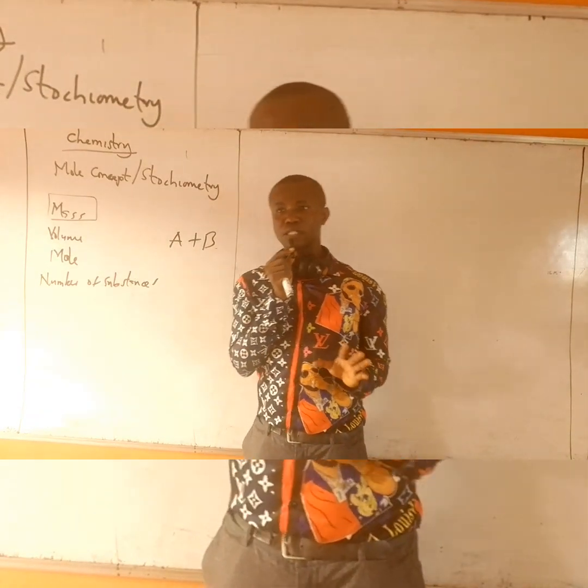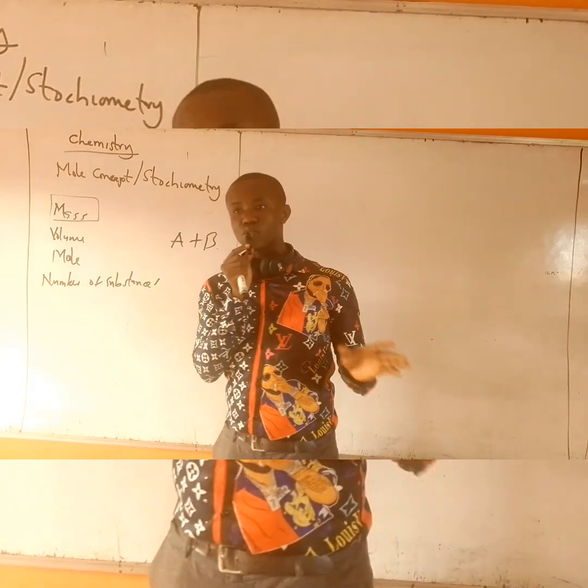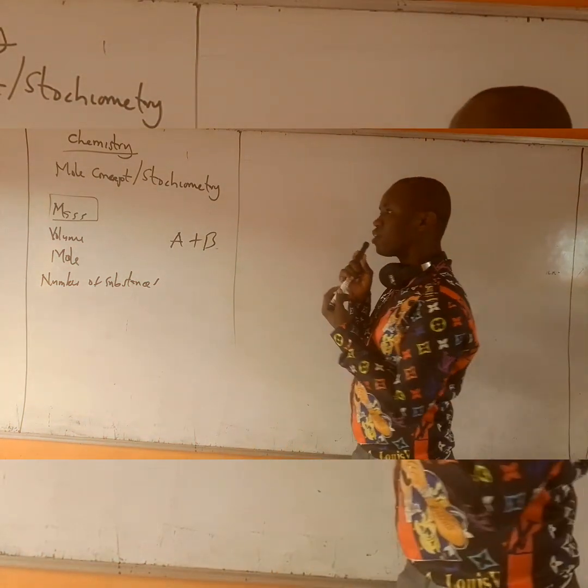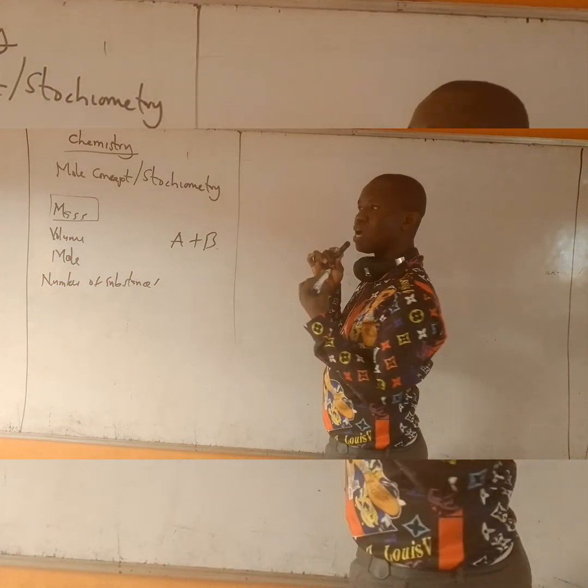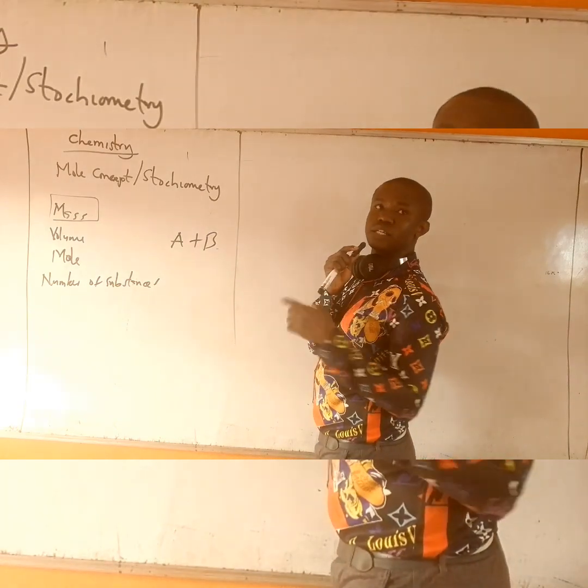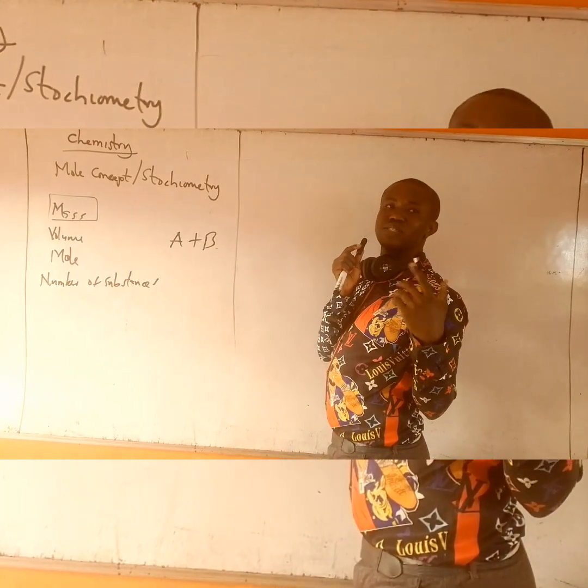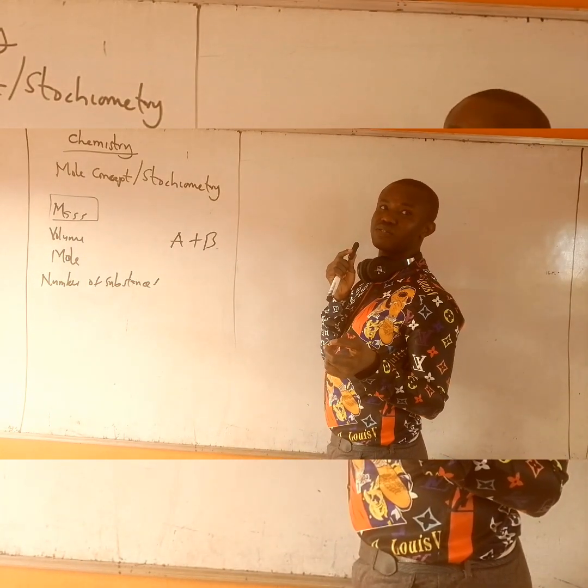Am I communicating? Do you understand? Quickly, let's get on to it. It's very simple. So let's say, for example, now we have a reaction like, you are distracting. What's the problem?